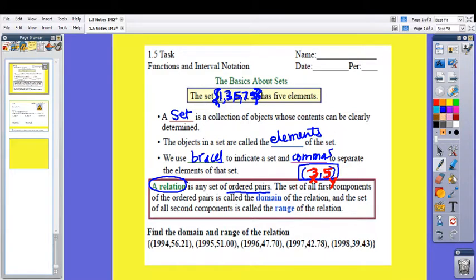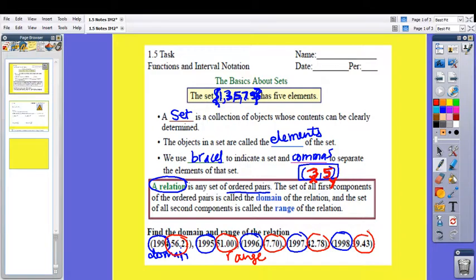So in this, it is asking to find the domain and range of the relation. So our domain will be these years: 1994, 95, 96, because in each ordered pair, that's the first one. Then the range will be the one that comes after. So in each ordered pair, these are the range for this relation.